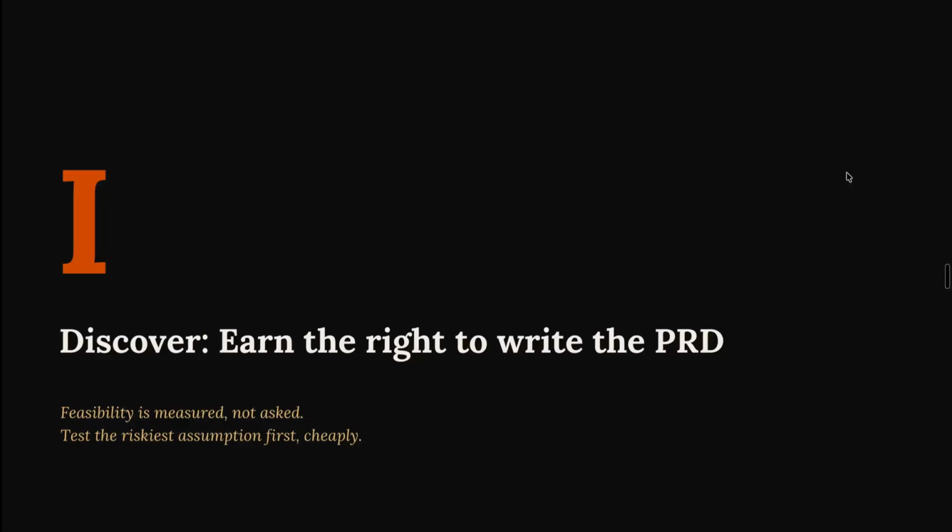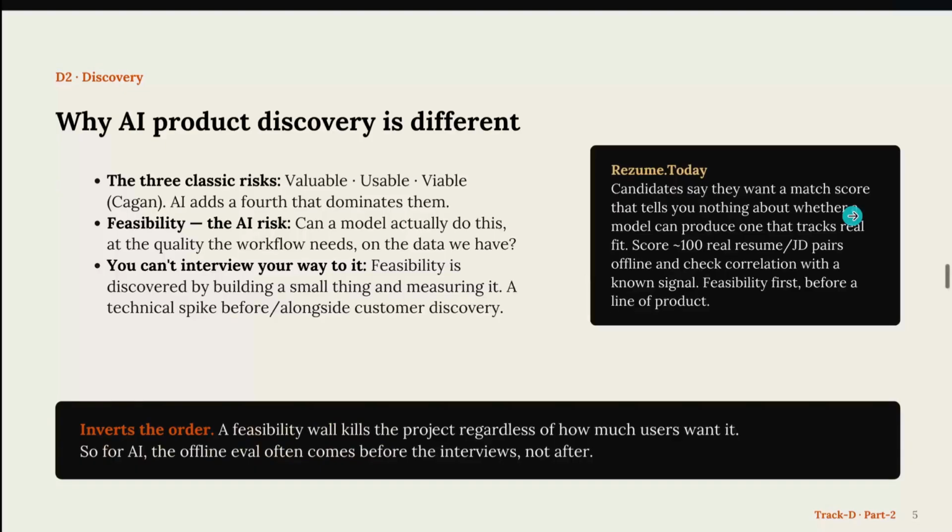So why AI product discovery is different, we understood this. The three classic risks that we are understanding about is, hey, is it valuable, usable, viable? This is from Marty Cagan, we understood this. Is the product valuable to the customer? Can he use it in a certain way? Is it viable to build? Our economics, viability talks about market economics. Marty Cagan spoke about this.